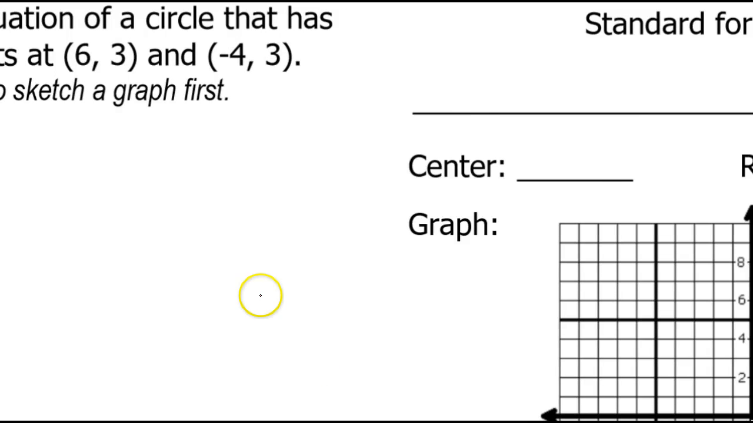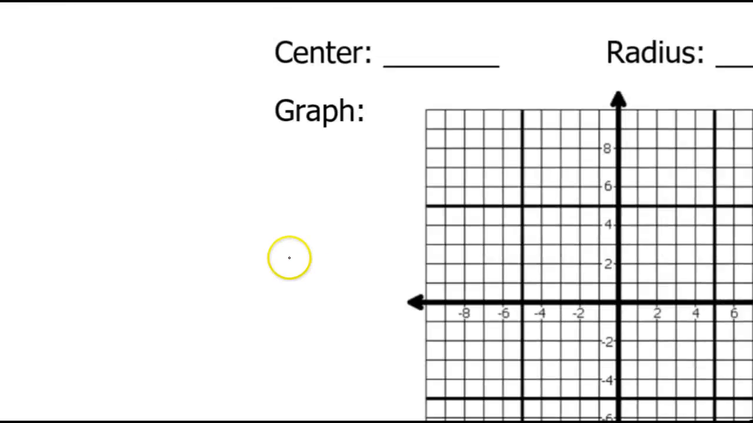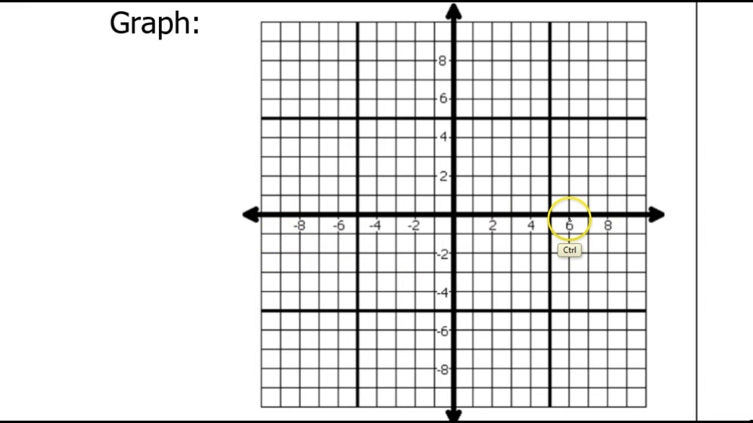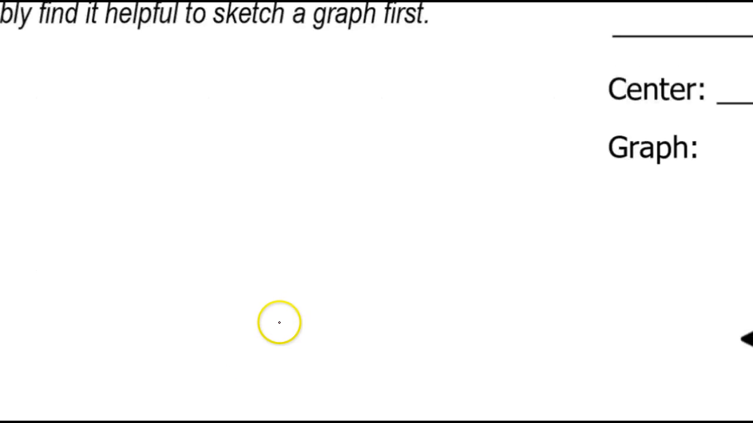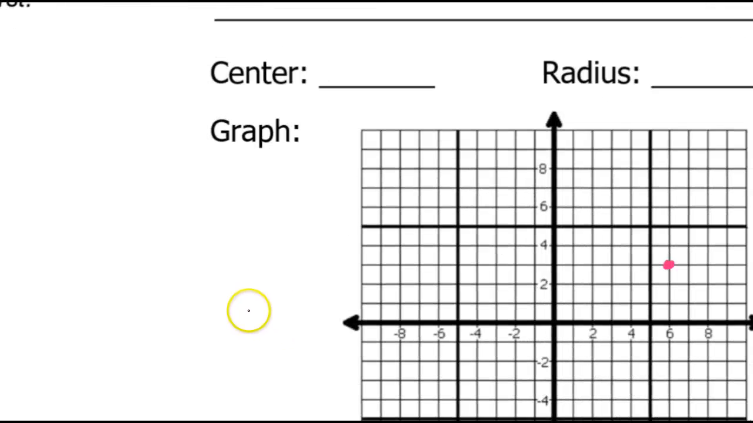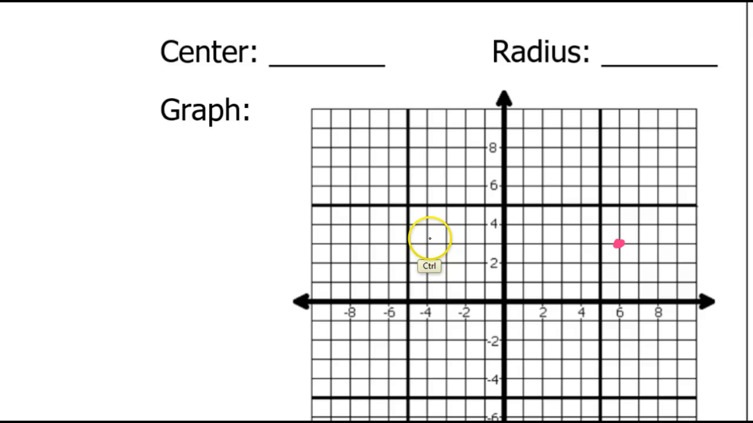So the endpoints of the diameter are 6, 3. So let's go ahead and plot that. Okay, 6, 3. That's one endpoint of the diameter. And then the other one is -4, 3. So negative 4, comma 3.